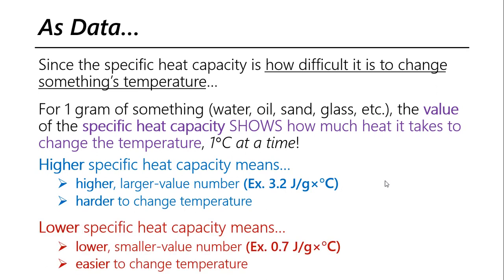Okay, if we look at a lower specific heat capacity, where it's easier to change the temperature, that means we've got a lower, smaller value number, like 0.7, or 0.5 or 0.1. These numbers get pretty small for materials that heat up very easily and get hot very easily with just a little bit of heat added. Okay, so we can look at a couple examples of this on a graph and with data.